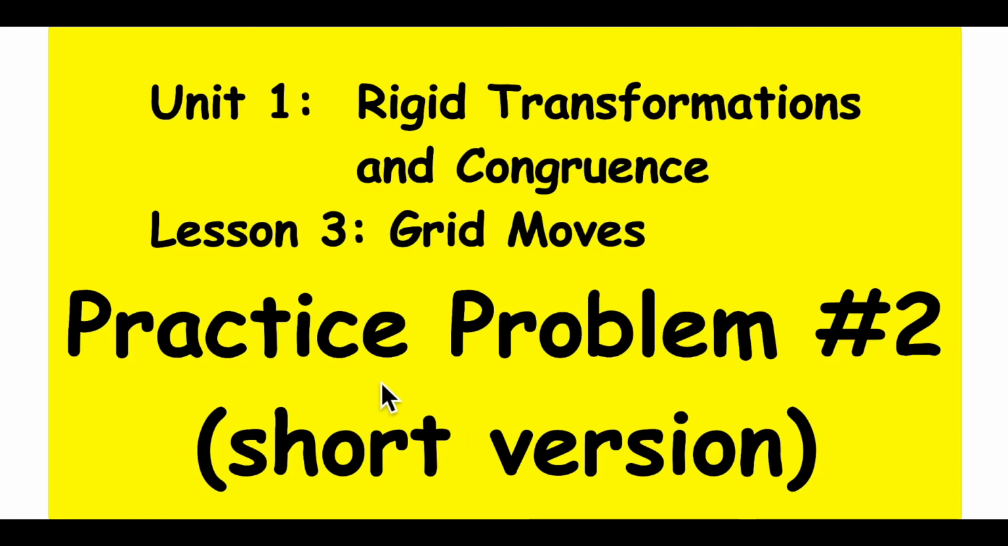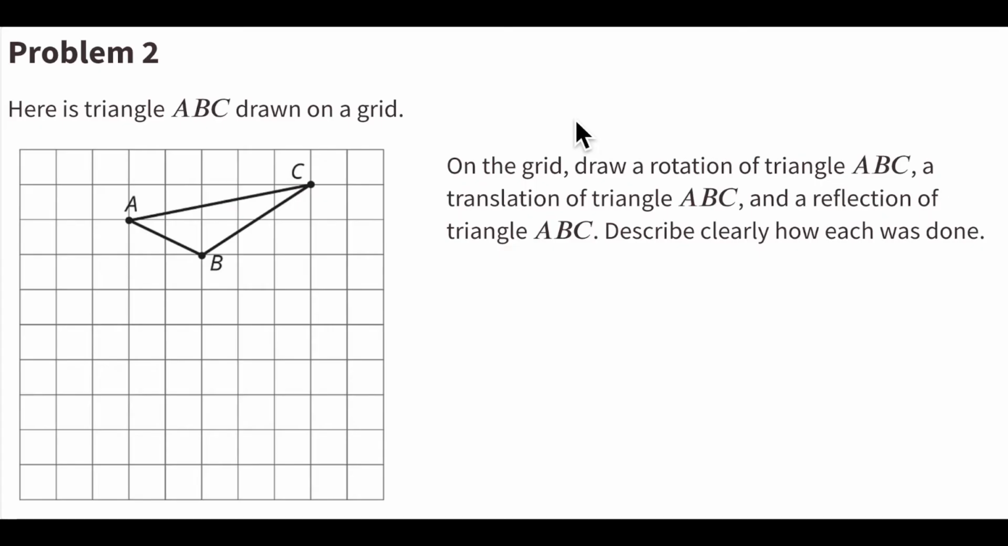This is the short version of practice problem number 2 from lesson 3, grid moves, in unit 1, rigid transformations and congruence. In this problem, you're given this triangle ABC, and you're asked to draw a rotation of the triangle, a rotation anywhere you want on this grid, a translation of the triangle, and a reflection of that same triangle.